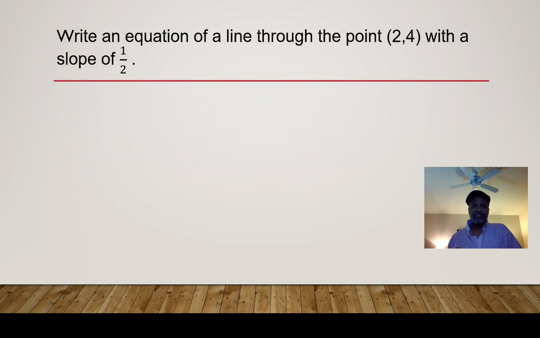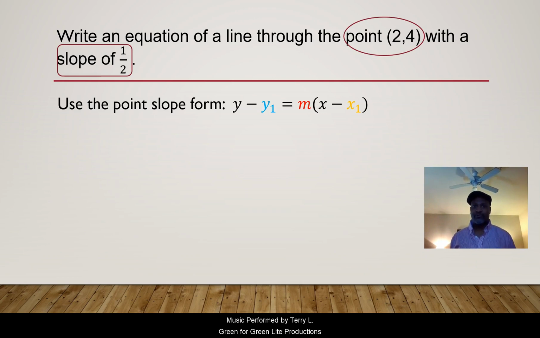Let's say we want to write an equation of a line through the point (2, 4) with a slope of 1/2. Generally, it's a good idea to identify what you were given in the problem. We're given a point, which is (2, 4), and we're given a slope, which means we can immediately use the point slope formula to write the equation. So we're going to use the point slope form.